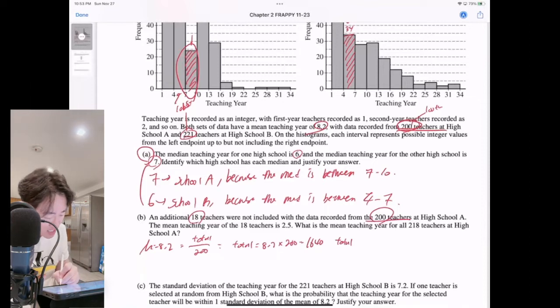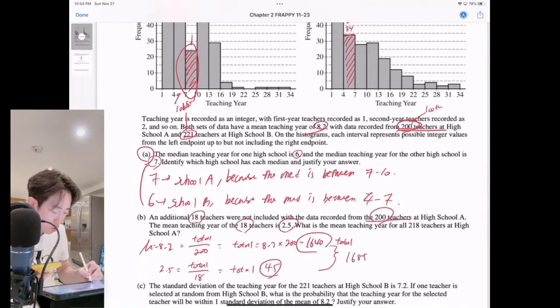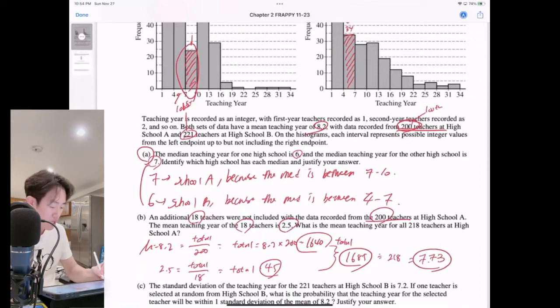Now, for these 18 teachers, the mean is 2.5. So you do the same thing. So total over 18. So the total for these 18 groups of teachers will be 45. Now, with these two, you can add them simply, which gives you a grand total of 1685. And then you will divide that by total number of teachers, which is 218, which will give you the final average to be about 7.73 years, teaching years spent at this particular school.